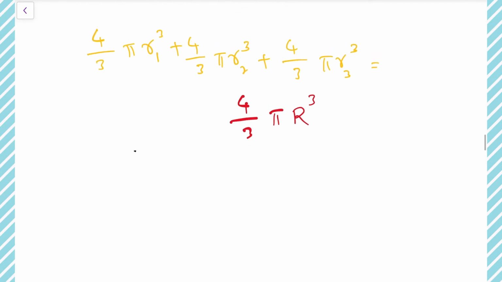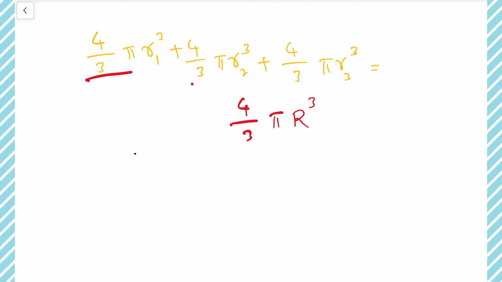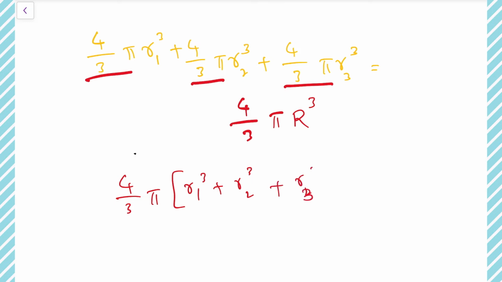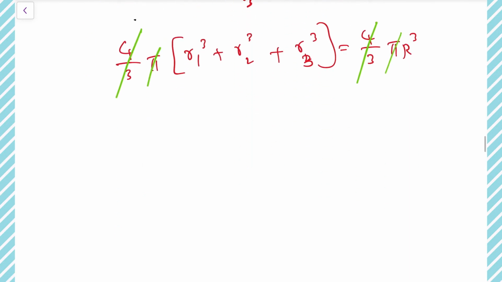Now this left side part, if we observe clearly, 4 by 3 pi, 4 by 3 pi, 4 by 3 pi is common, so I am taking that 4 by 3 pi common. Then we are left with r1 cube plus r2 cube plus r3 cube, that is equal to this right side part as it is, 4 by 3 pi r cube. Left side 4 by 3, right side 4 by 3 cancel, left side pi, right side pi cancel. Then finally we are left with r1 cube plus r2 cube plus r3 cube is equal to capital R cube.